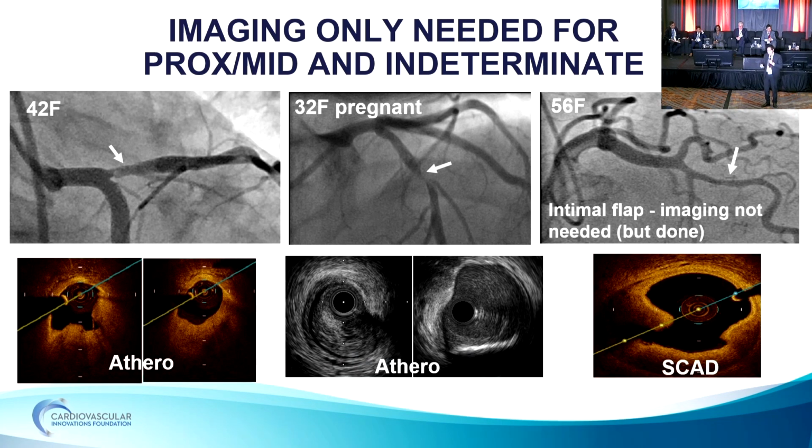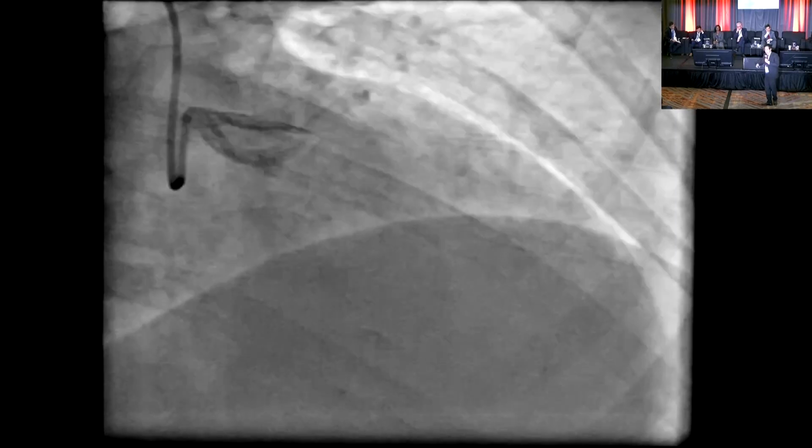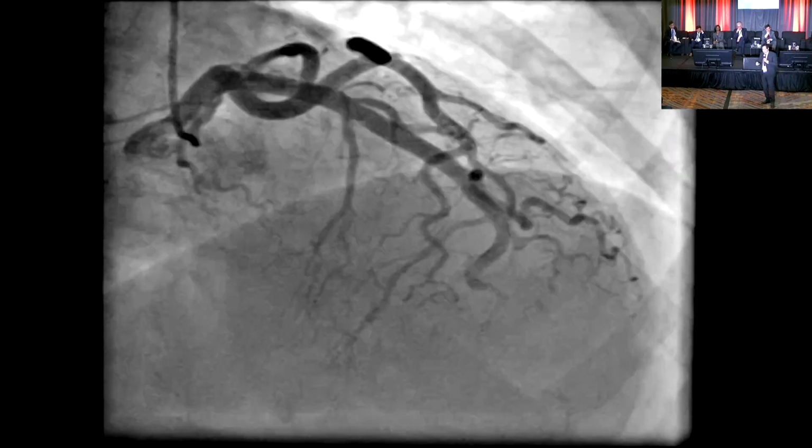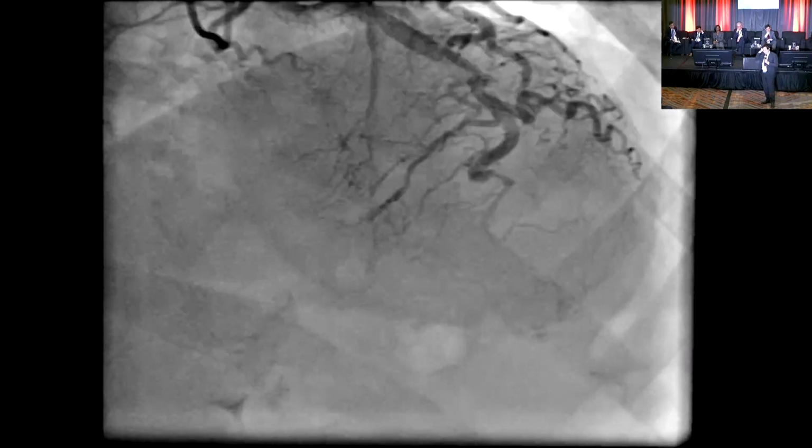And if you do image, you'll see that the one on the left and the middle one were both diagnosed as SCAD elsewhere. They were left at home for about a month and a half with terrible limiting angina, came back, had imaging. This is atherosclerotic plaque, got stents like we do every day, and got better. So image proximal to mid and indeterminate lesions here. Comments, thoughts? All right, we'll move on to the last couple of minutes, maybe some key points on treatment.